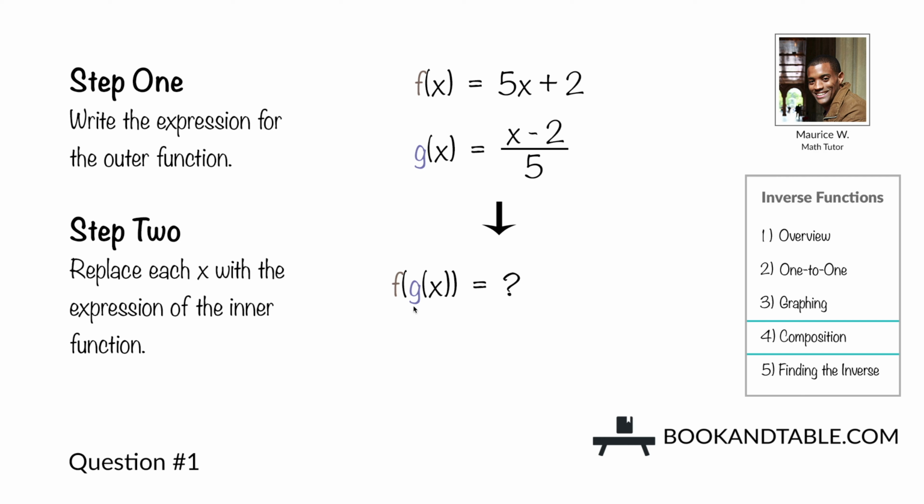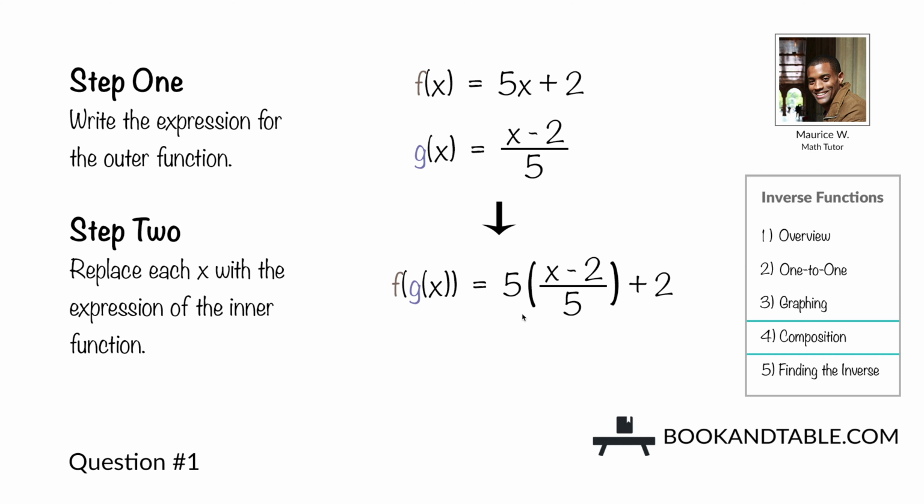Question number 1, we were given f of x is equal to 5x plus 2, and g of x is equal to x minus 2 over 5. So we'll first test f of g of x. Step 1, write the expression for the outer function, the f function. So that's 5x plus 2. And then step 2, replace each x with the expression of the inner function, g of x. So we'll replace this x here with x minus 2 over 5.